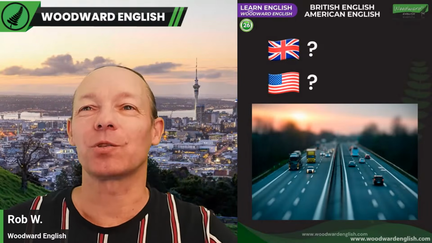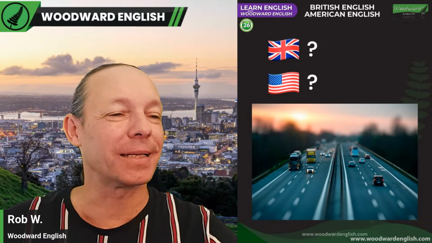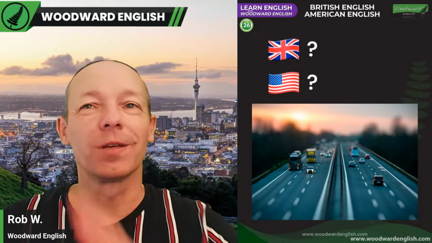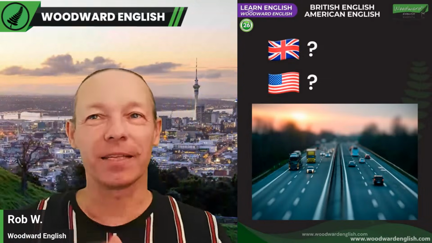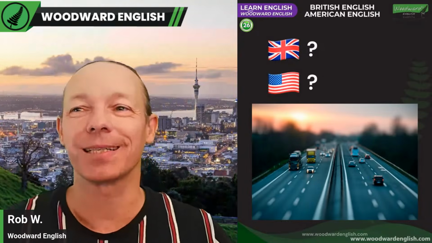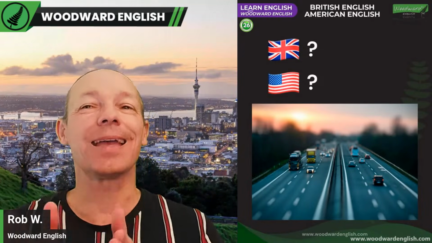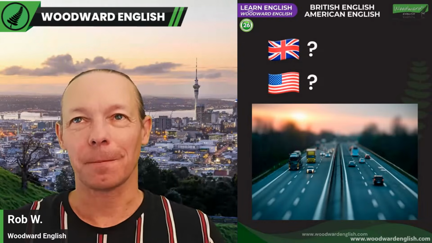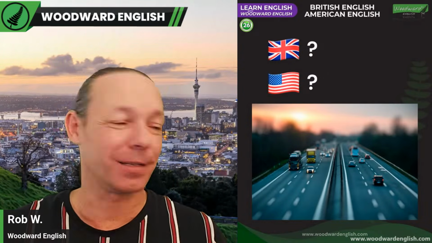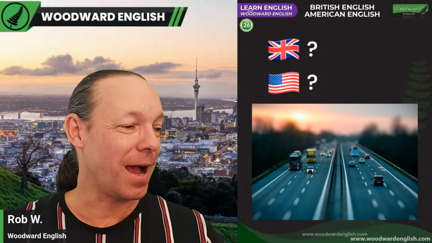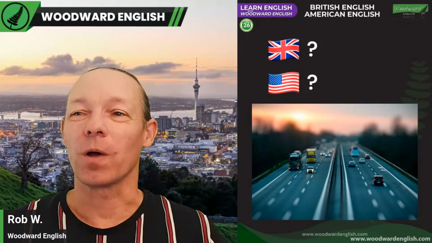Next one, number 26. What do you call this public road that has many lanes and is normally straight, but goes for a long distance? There are usually 2 or 3 lanes for the cars. Now, there's a different way of saying it in British English and American English. What are they?